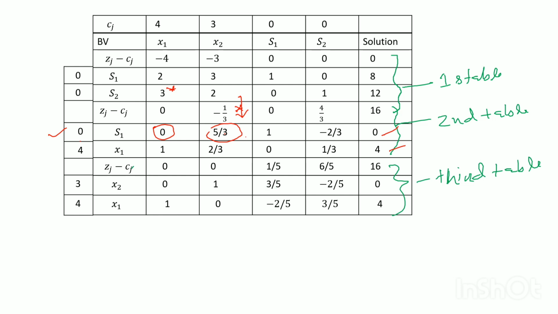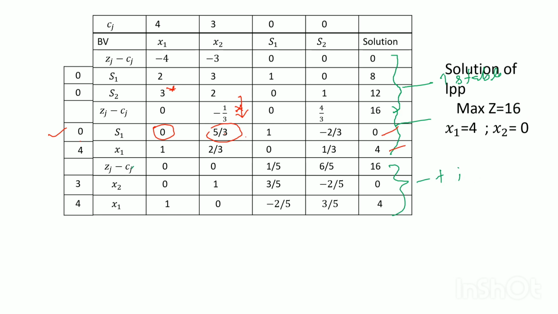And I used the same way. I used the second table to find the third table. The process is the same, the same square, meaning the determinant way. At first I have to find the pivot element. You see in the second table, 5 by 3 is my entering variable. And now you see the third table, the total Zj minus Cj is greater than or equal to 0. So there is no need to make another table.